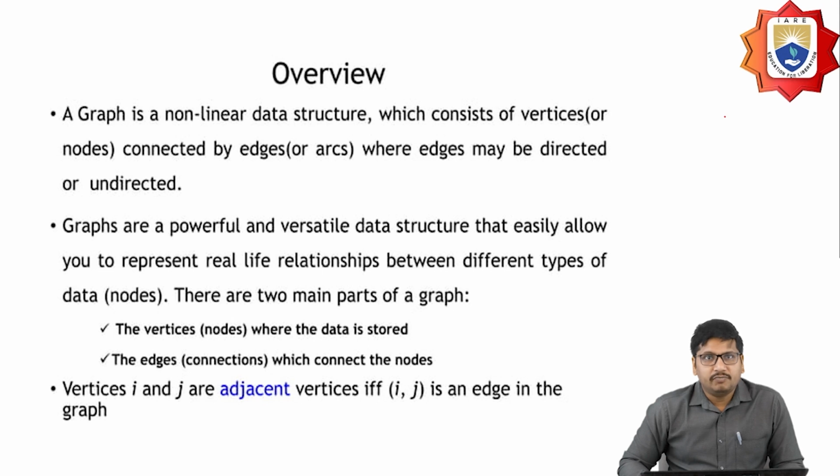There are two main parts of the graph: vertices, where the data is stored, and edges, the connections which connect the nodes. The vertices i and j are adjacent if and only if (i, j) is an edge in the graph. So a nonlinear data structure consists of vertices or nodes connected by edges, where the edges may be directed or undirected. Graphs easily allow us to represent real-life relationships between different types of nodes, and vertices i and j are adjacent vertices if and only if (i, j) is an edge in the graph.